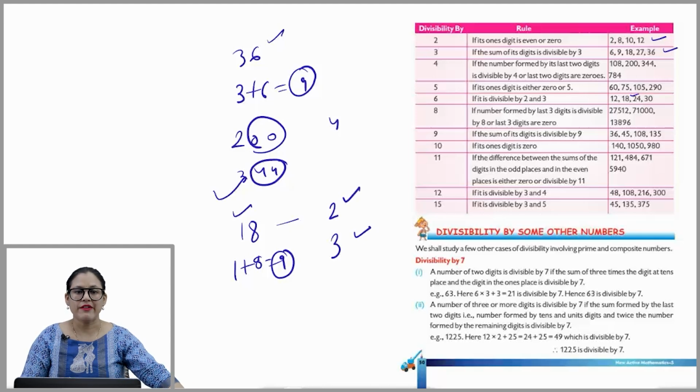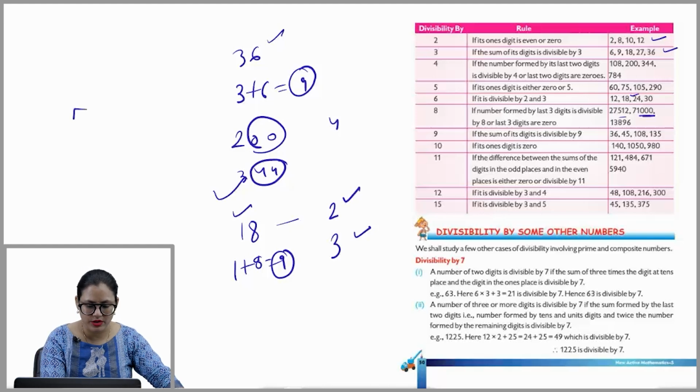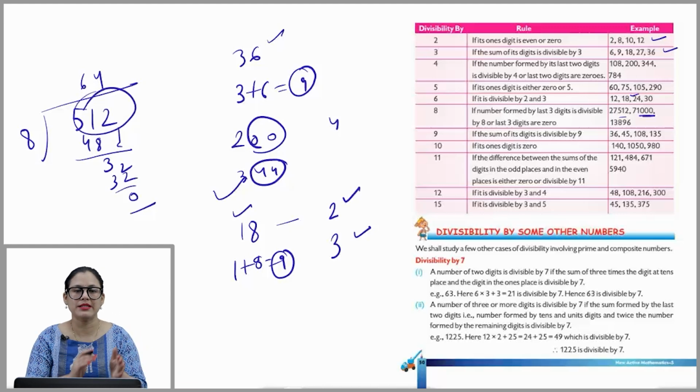Okay. 8, if the number formed by the last 3 digits is divisible by 8 or the last 3 digits are 0. For example, in this case, there are 3 digits. Last 3 digits are 3 zeros. So it is divisible by 8. Or we can check the last 3 digits, like 512 divided by 8. 8 6s are 48. 8 4s are 32. Okay. This number is completely divisible, meaning the last 3 digits are completely divisible by 8. That means this whole number is divisible by 8.